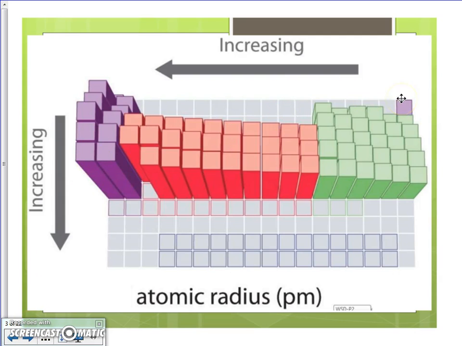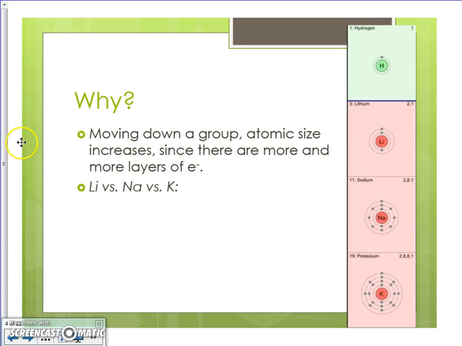Overall trend, your atomic radius increases as we go left and down. So our biggest elements are down here, the alkali metals. Francium should be our largest, and up here helium should be our smallest. All right, so why? As we go down a group, notice what happens. We keep adding those orbitals, and that's something I tried to point out during your activity with valence electrons. So moving down a group, atomic size increases since there are more layers of electrons.